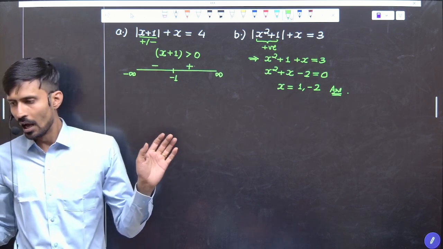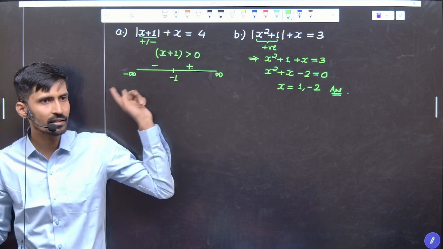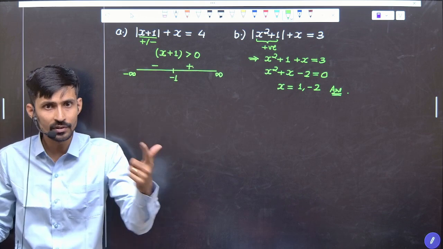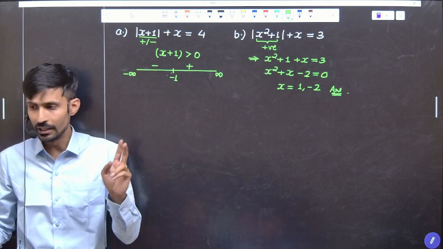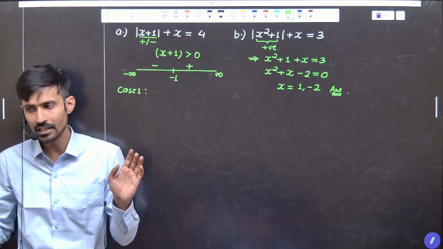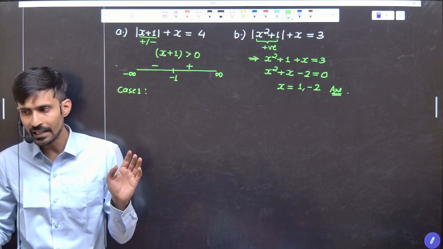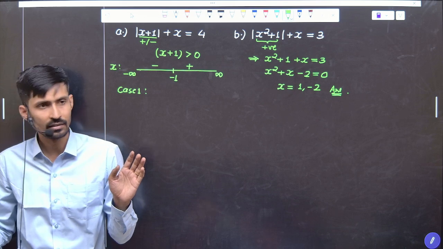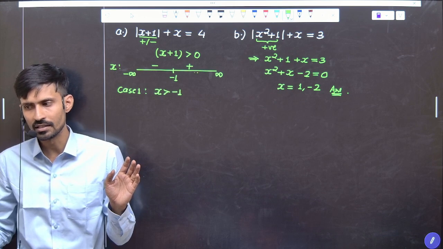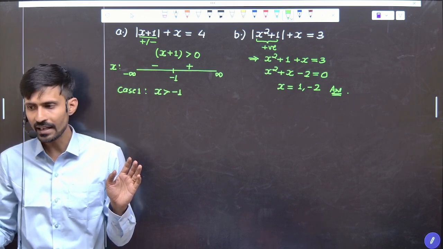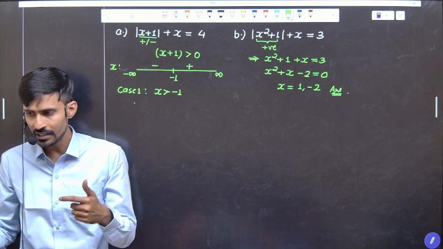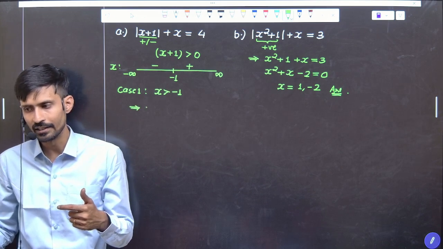So tell me, how many regions do we see on the number line? Two. So that line is important in solving the question. Two regions means two cases will be there. Case 1: what will case 1 be? That number line we have drawn for x. So x is greater than -1. So when x is greater than -1, x plus 1 will be positive. So in this case, the modulus we can remove directly.